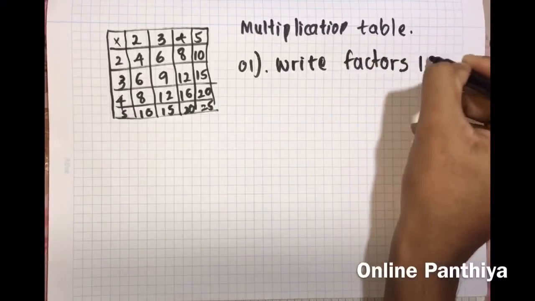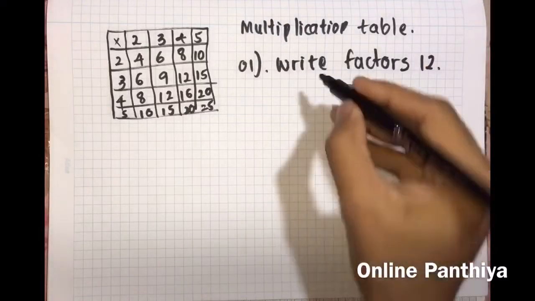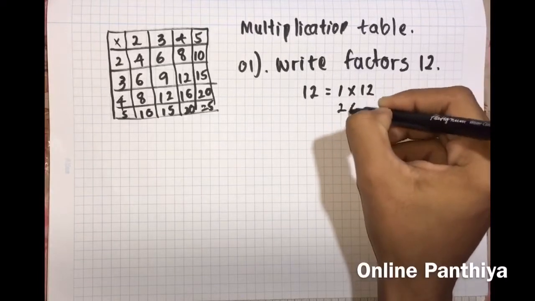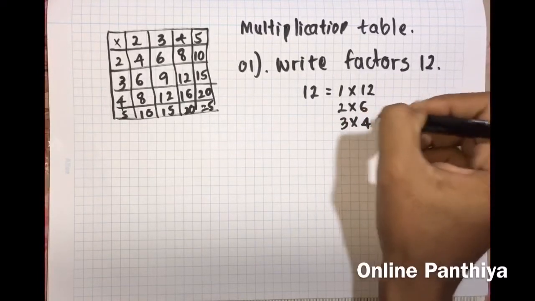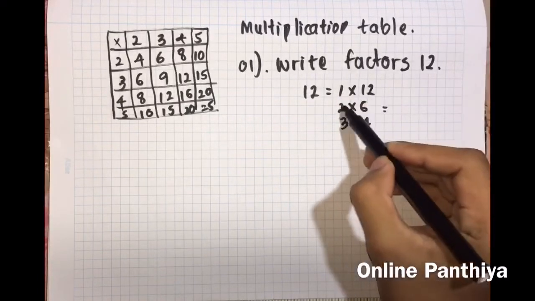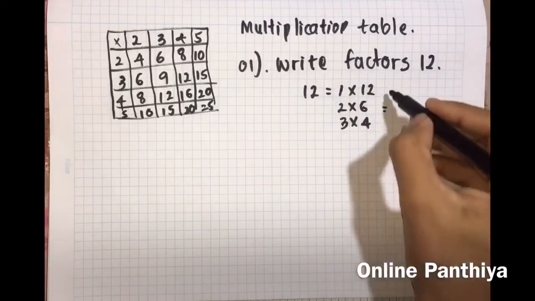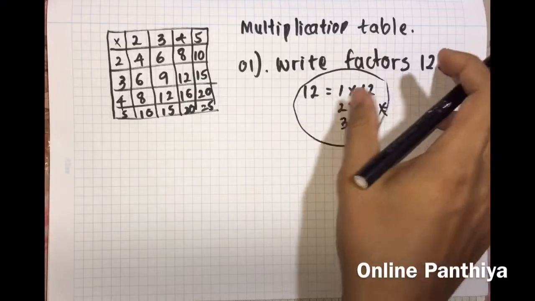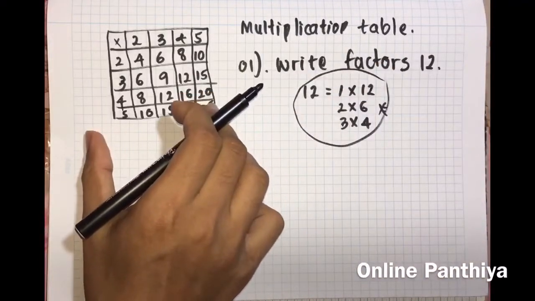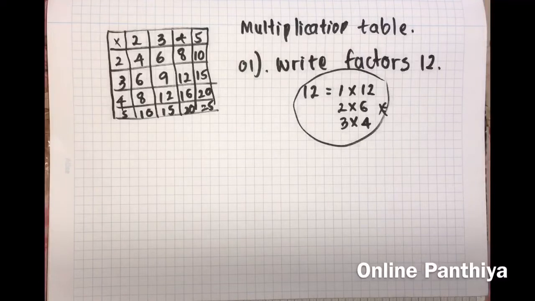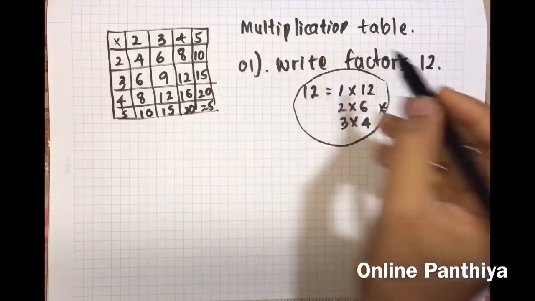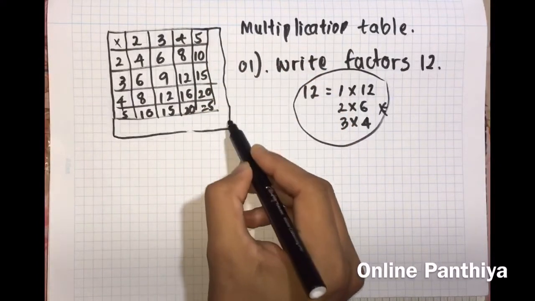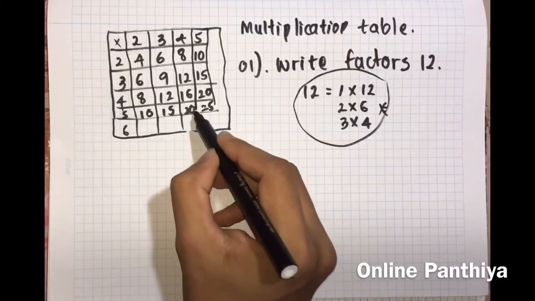12. We did this example earlier, so how did we do it? We wrote the ways of getting 12: 1 into 12, 2 into 6, and 3 into 4. So the factors were 1, 12, 2, 6, 3 and 4. This is using multiplication. Now can you do this step here? No, you can't. You have to get the answers using the multiplication table. How do you start? Any idea? Here you should have a long multiplication table, including 6 also, only then you can find out.